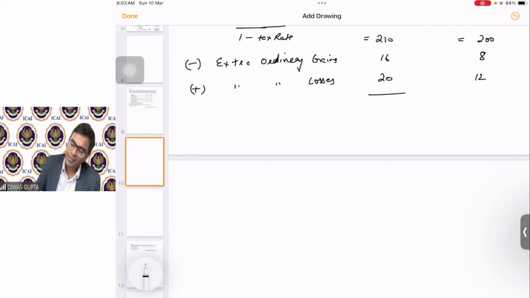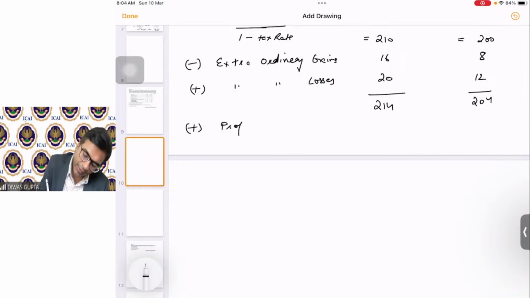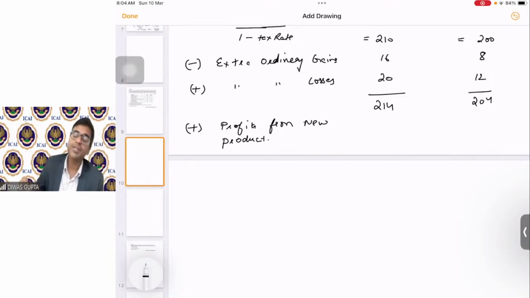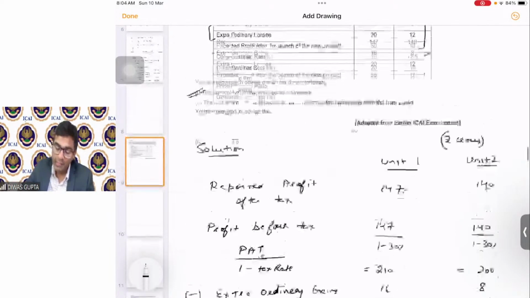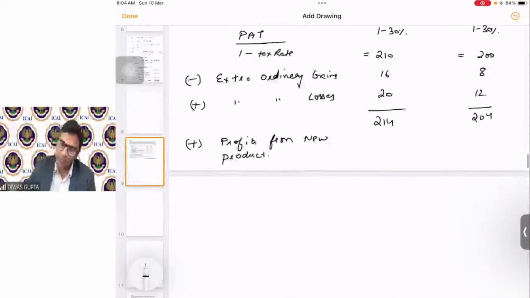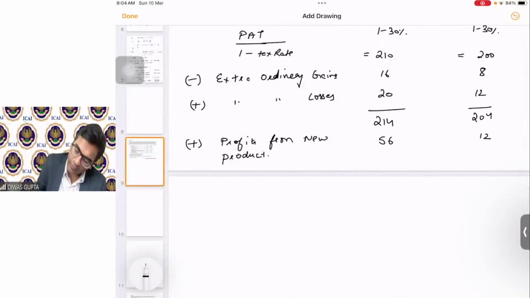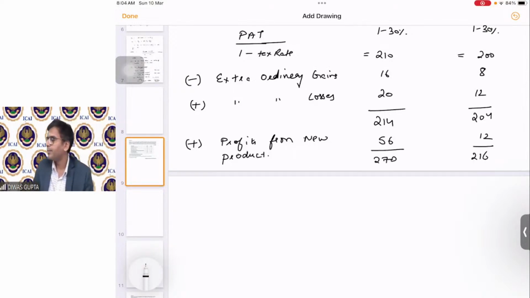How much does it become? This becomes 214 and this becomes 204. Then plus profits from the new product, because the new product that has been launched will give us incremental profits: 56 and 12. This is 216 and this is 270.